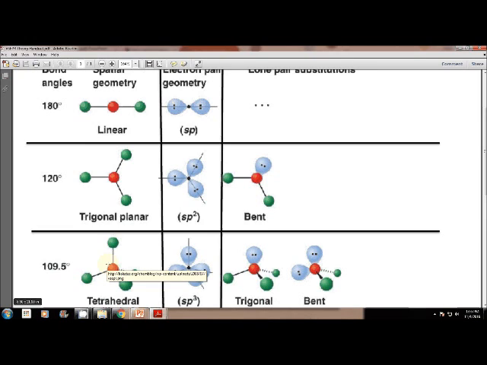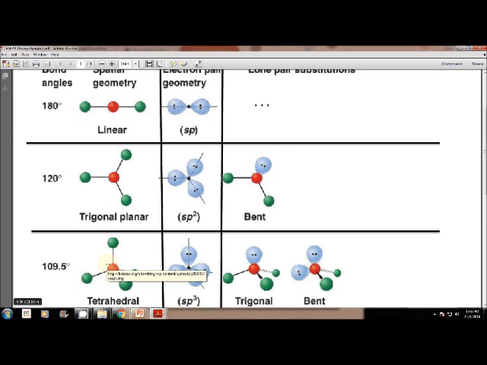On mine, the red are the central atoms, so what everything's bonded to. Then the green circles are the atoms that have been bonded. And then the bluish balloon-type things are the unshared pairs of electrons. Okay? So we are looking at just the central atom and what has been connected to the central atom.